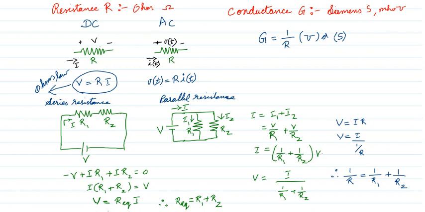And the inverse of resistance is your conductance. It is measured in Siemens or mho. Both are the units. Siemens is the name of a scientist. Mho is ohm spelled in reverse, O-H-M reversed, and its symbol is the inverted ohm symbol. So this is your mho or Siemens.